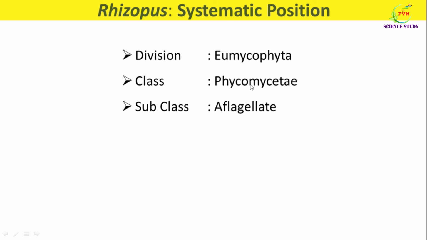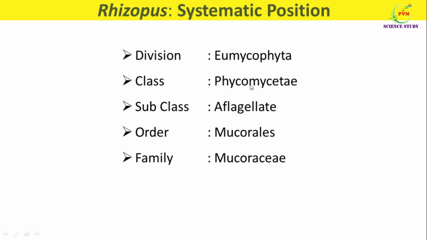As the name itself indicates, flagellated reproductive bodies are not formed. Cell wall is composed of fungal chitin. Asexual reproduction is by means of aplanospores and sexual reproduction is isogamous and aplanogametic. Order is Mucorales because mycelium is capable of indefinite growth, and sporangia are globular and borne on the sporangiophores. Family is Mucoraceae because unbranched sporangiophores are observed. And genus is Rhizopus because of the presence of rhizoidal hyphae and stolons.